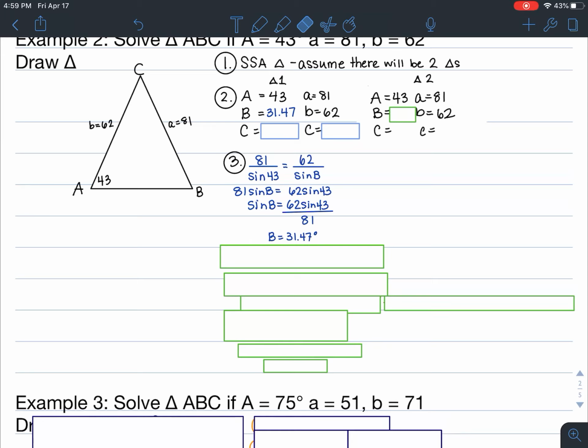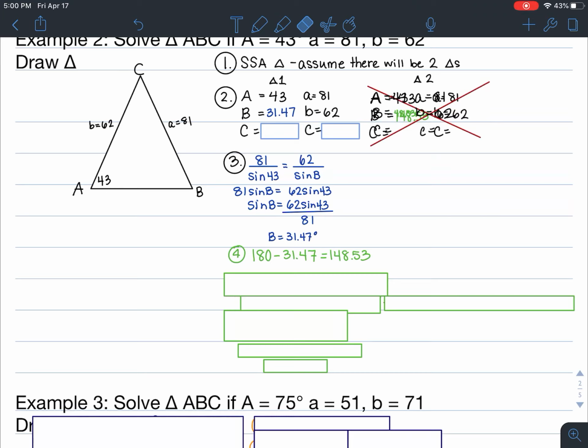So this is where it gets a little tricky. You can't forget that there's two triangles. So how do we get the other possible angle B? We take 180 and we subtract the angle that we just found. So 180 minus 31.47, that's the other possibility.